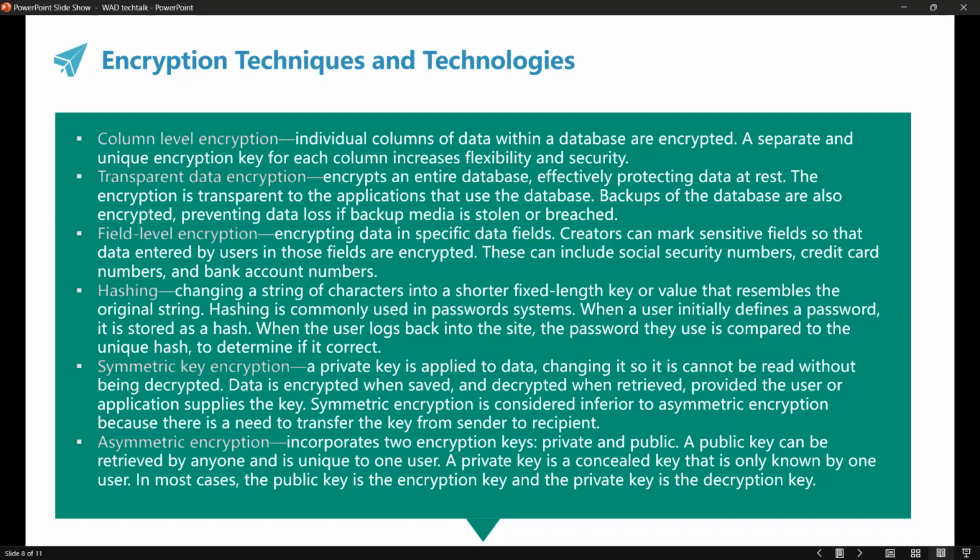Field level encryption encrypts data in specific data fields. Creators can mark sensitive fields so that data entered by users in those fields is encrypted. This can include social security numbers, credit card numbers, and bank account numbers.